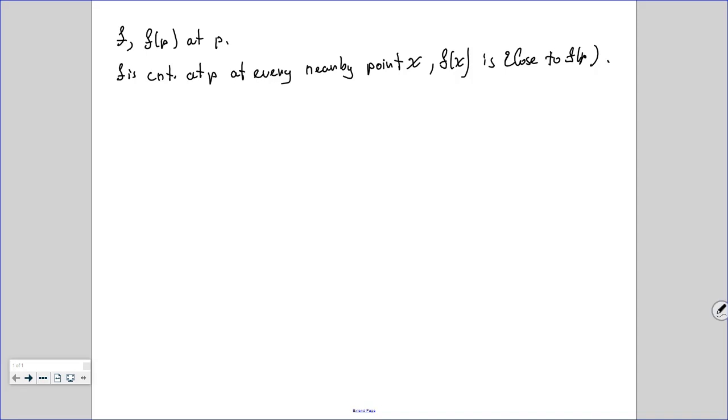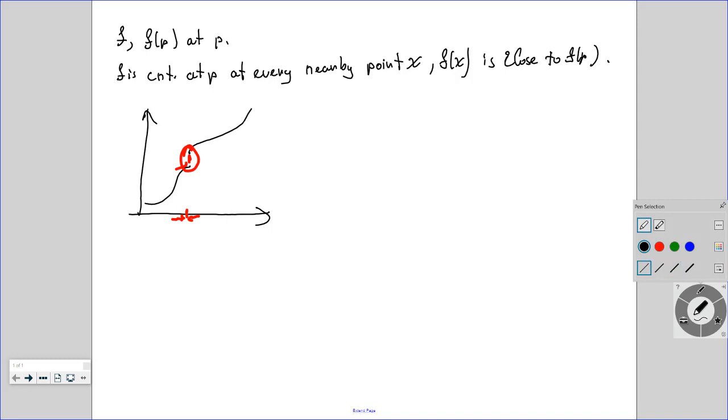The intuition is the following: we do not want sudden jumps in the values of a continuous function. What we don't want is, this is our function, we don't want it to have this kind of jumps. In this case, if we approach x, you see the function f(p) has jumps. The idea of continuity is we don't want our function to behave this way.